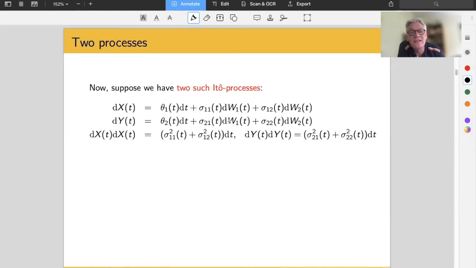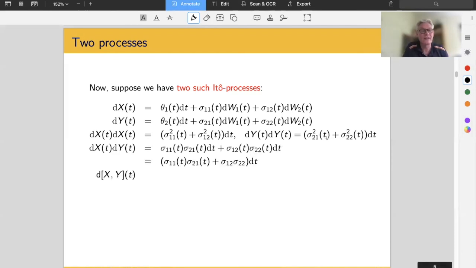dw1 will give us a dt. dw2 will give us a dt. The mixed term will cancel out. And higher orders, dw1 dt, dw2 dt, the cross variations, will be equal to 0. And dt squared will also be equal to 0, resulting in sigma_21 squared(t) plus sigma_22 squared(t) dt. And we can also look at the cross variation.